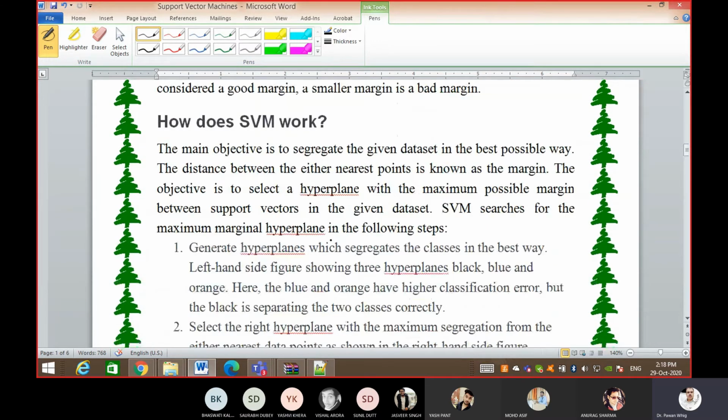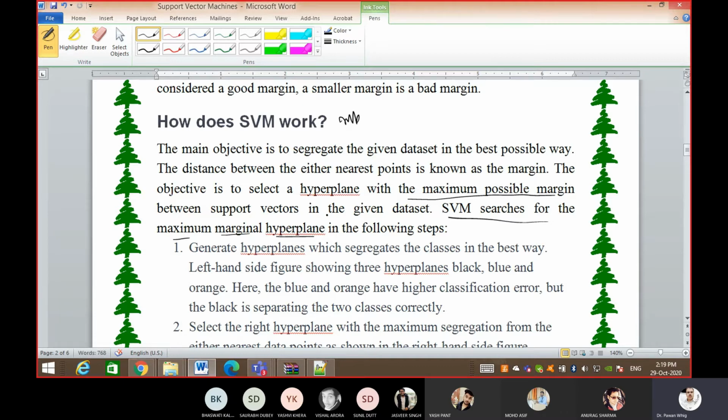So now, how does SVM work? This is a very important question. The main objective is to segregate the given data set in the best possible way. The distance between the nearest points is known as the margin. The objective is to set the hyperplane with the maximum possible margin. So you want to draw a hyperplane in such a way that the points are maximally apart from each other between support vectors in a given data set. So SVM searches for the maximum marginal hyperplane.